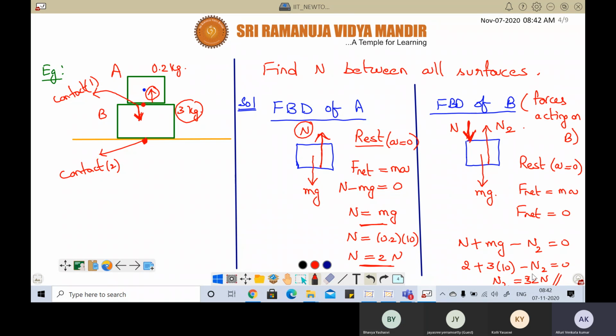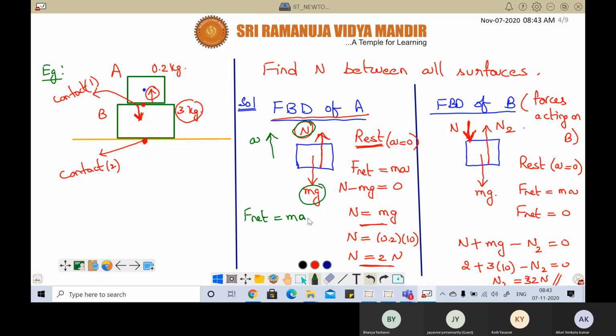Okay. So here suppose, let us say block A is there. Here we told that it is at rest. Suppose the same block is moving upwards. How to write the equation? If these are the forces acting, mg downwards and normal reaction upwards, how to write the equation?